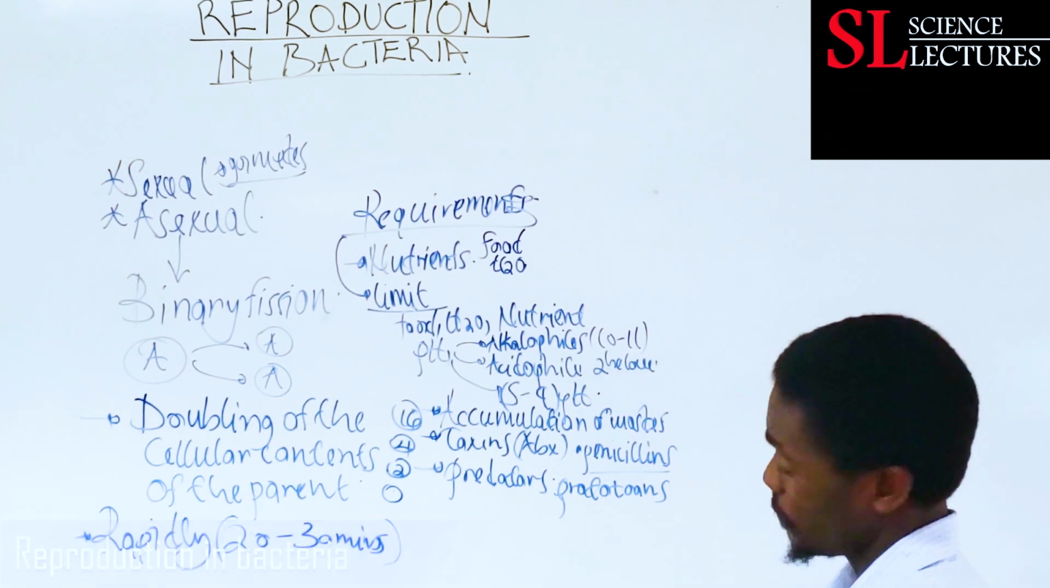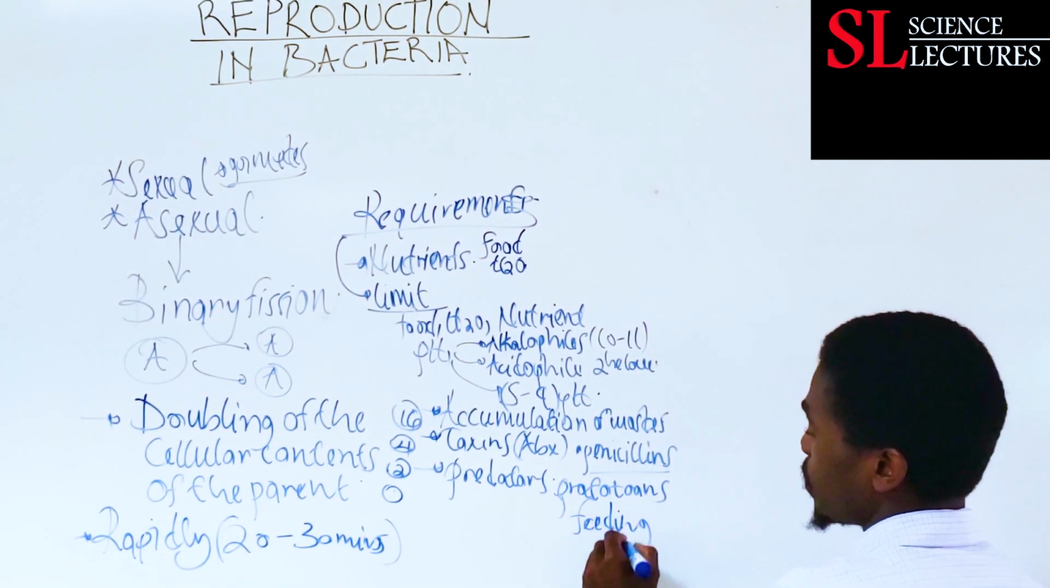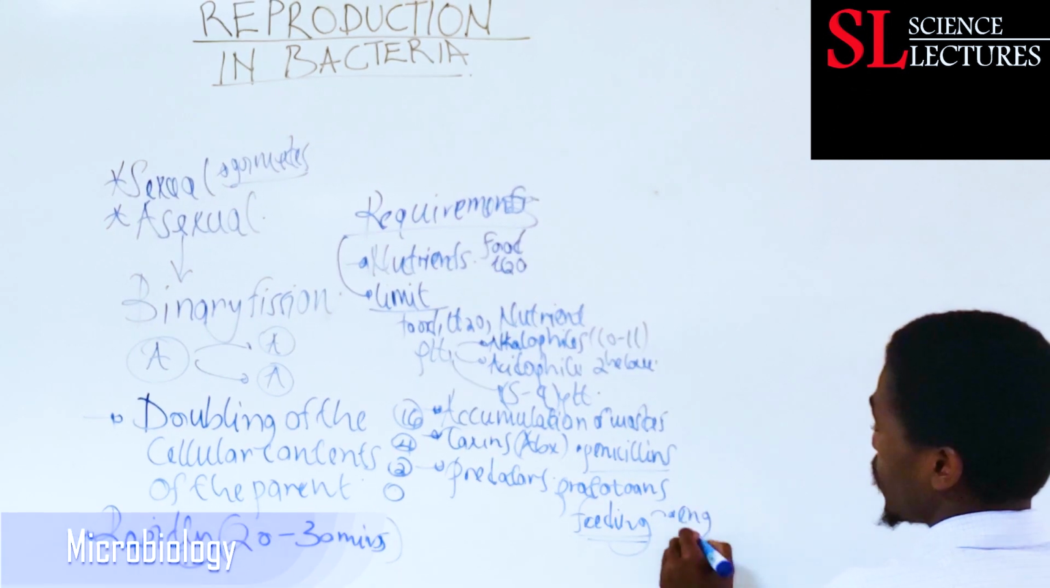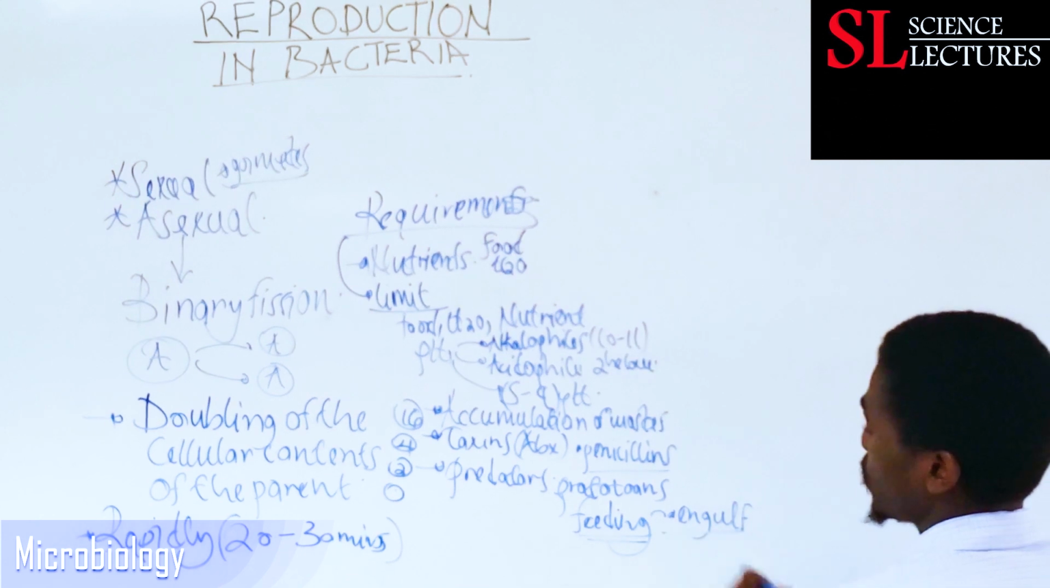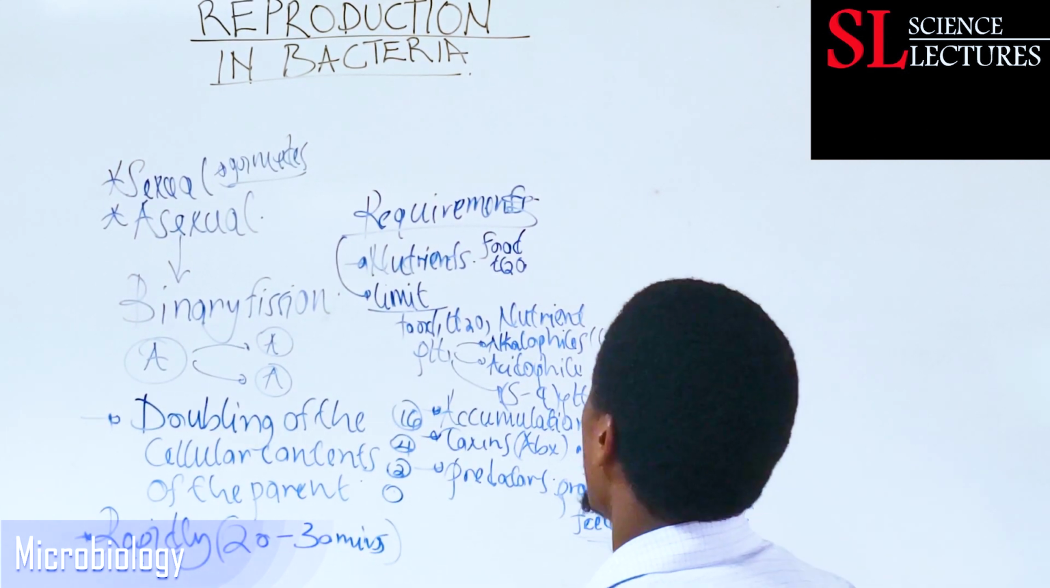Some protozoans feed on bacteria as a source of food. If we have protozoa feeding on bacteria, they engulf them and digest them using their enzymes. This will limit the growth of the bacteria.